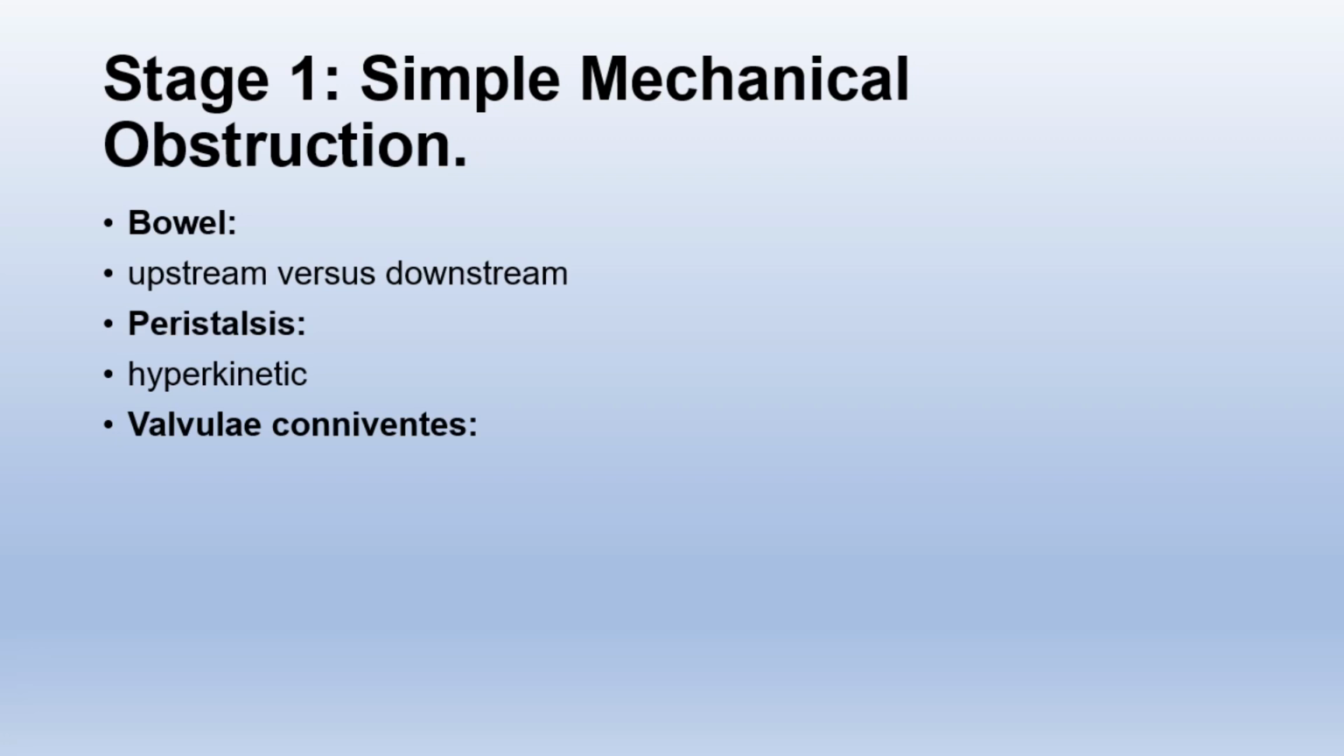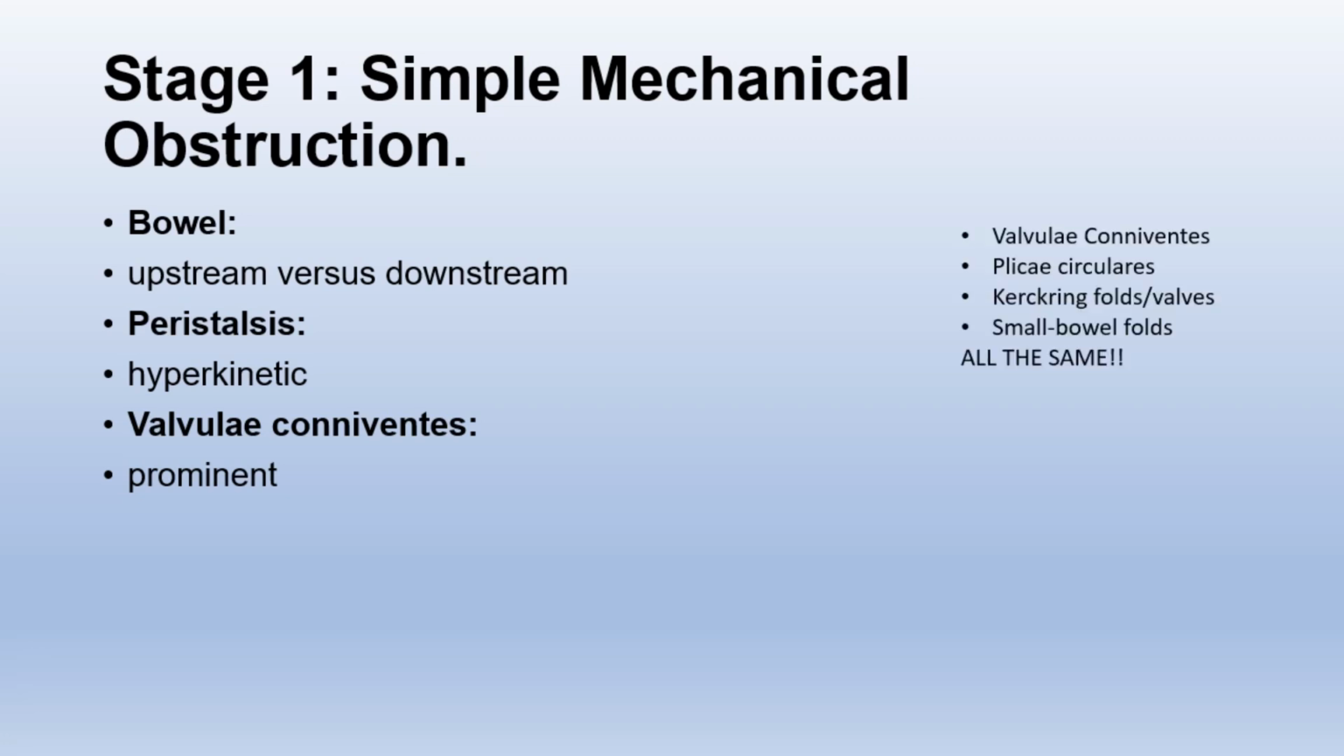Next, we're going to look at the appearance of the valvuli. They are prominent. There's no objective definition of this. It's just a sort of subjective appearance, and you'll develop a feel for that with experience. And this also tells you something about the location, because these occur in the jejunum. And one final word on terminology. All these terms are the same, and they refer to the folds of the jejunum.